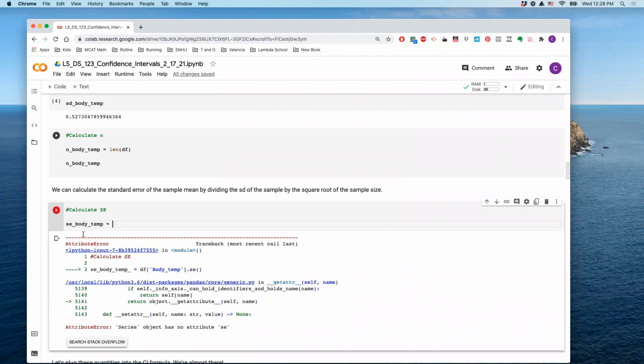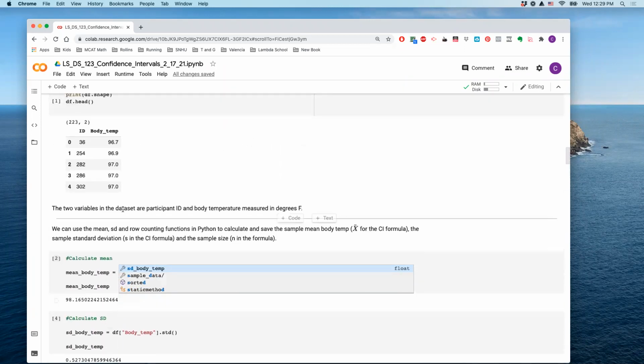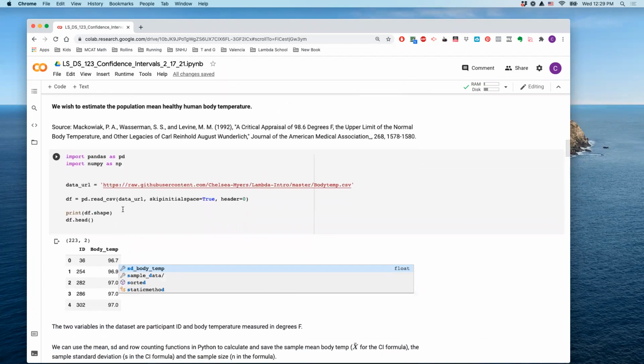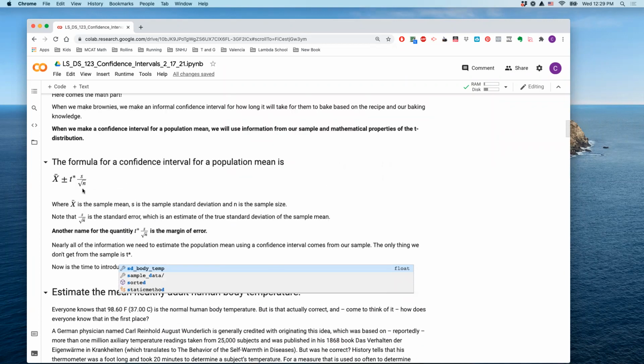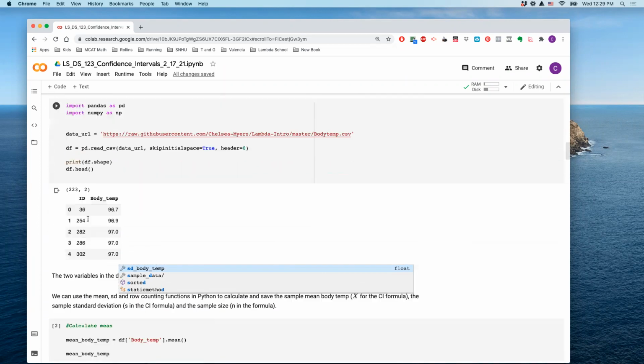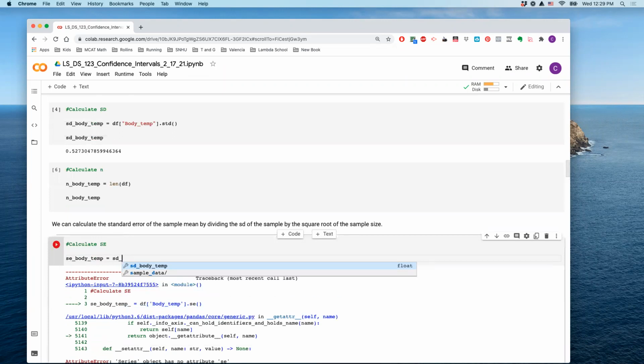But what you can do also is we can use our formula here. So our formula up here is that the standard error, this whole quantity, is the standard deviation divided by the square root of the sample size. So to get the standard error, we can take the standard deviation divided by, and then this SEM. Yes, yeah, thank you. Standard error of the mean. That's right.